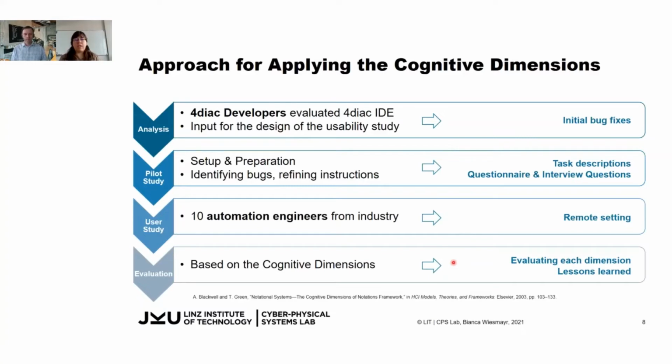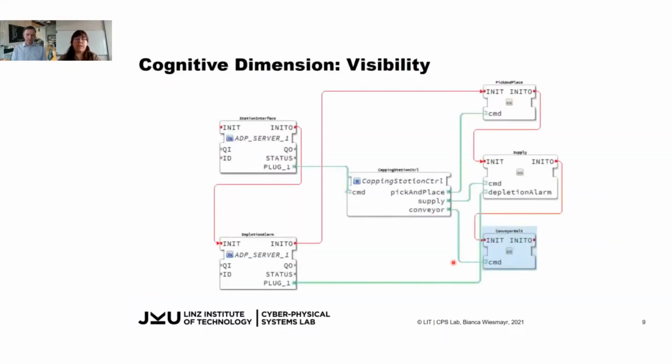All the results were then grouped and evaluated based on each cognitive dimension. So we could then, after this multi-stage usability evaluation, define a couple of lessons learned that we think are applicable also for developers of other graphical modeling tools. And to give you a bit of insight, I would like to present a few cognitive dimensions and some examples.